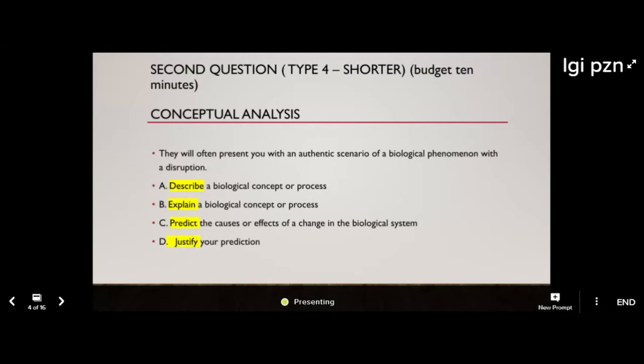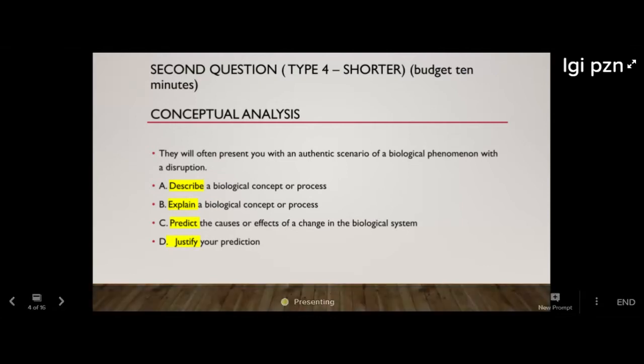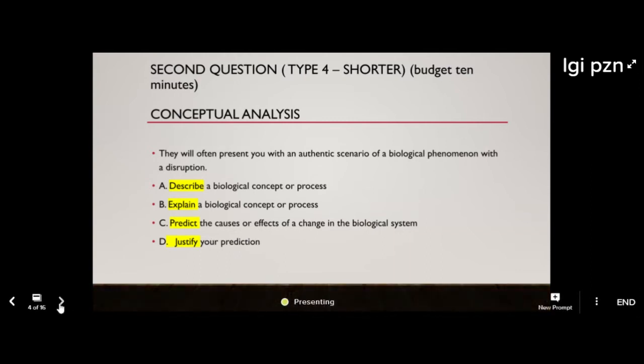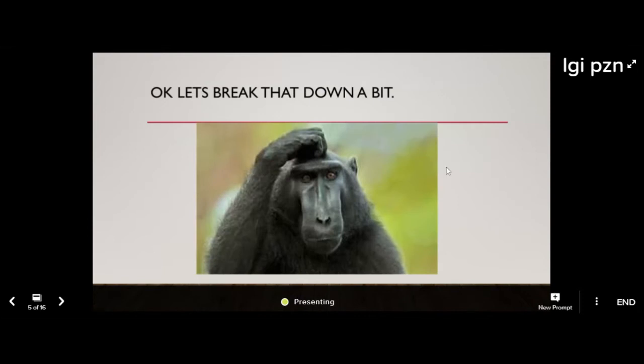Concept analysis, right? So the four little shorter questions are going to be shorter scenarios, or maybe a little diagram or a picture, and then they'll ask you questions about it. So describe, explain, predict, justify tend to be the keywords that they'll ask you about there. So let's go into those keywords a little bit, because that's an awful lot to digest. So let's take it one at a time.